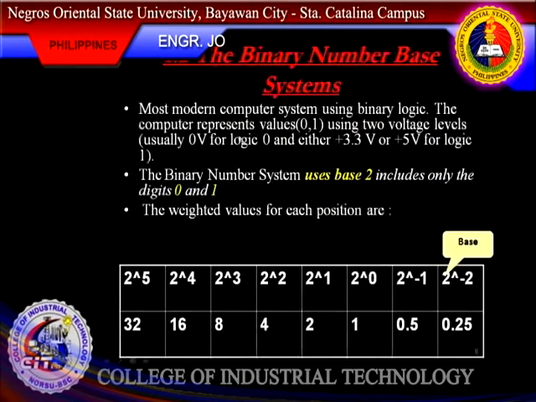Okay. Next is the binary number-based system. So most modern computer systems use binary logic, for example the OR gate, the AND gate, the XOR, the NOR gate, the NOT gate, the NAND gate, and so on and so forth. The computer represents values, usually 0 and 1, that is in binary, using two voltage levels, usually 0 volts for logic 0.